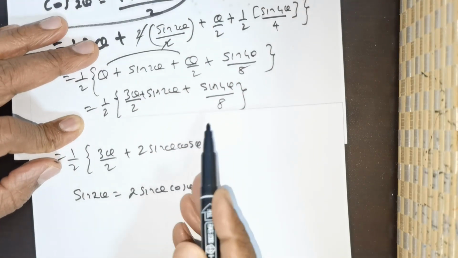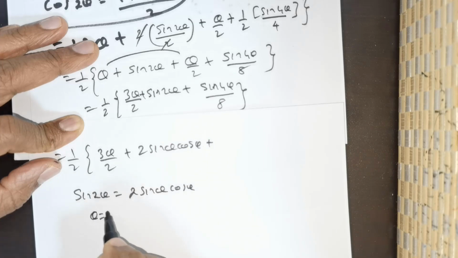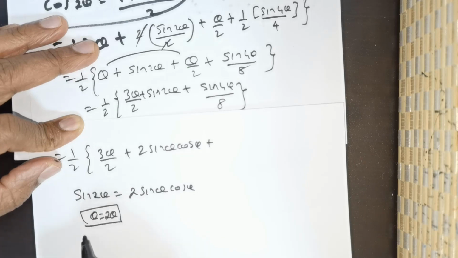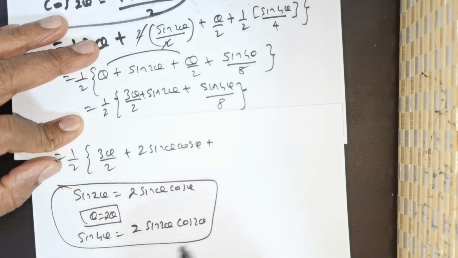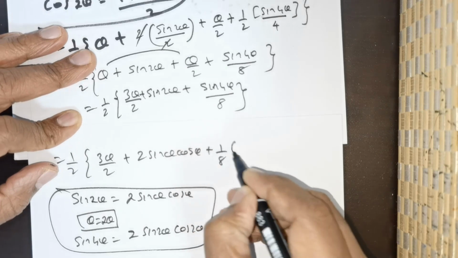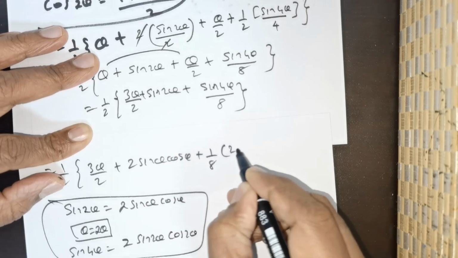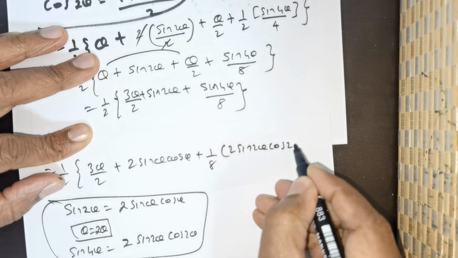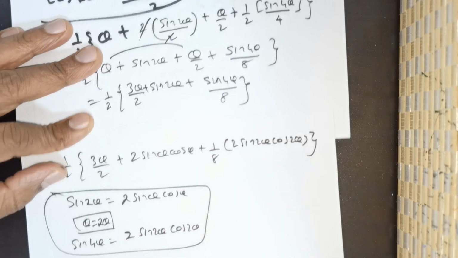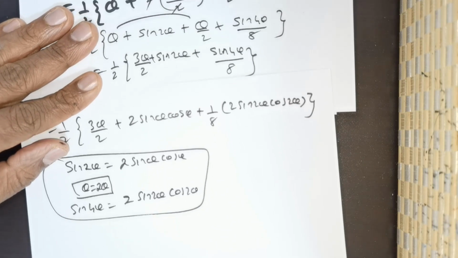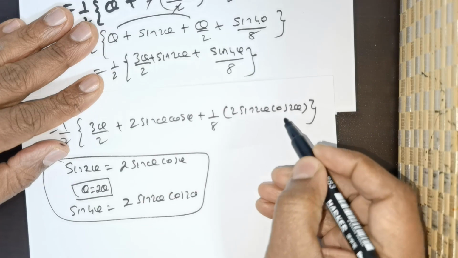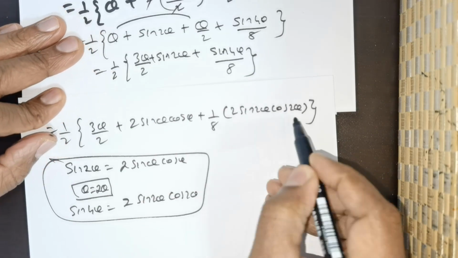Now I need to get sin 4 theta, so that means I replace theta with 2 theta. If I take theta equal to 2 theta, this is going to be sin 4 theta, which is equal to 2 times sin 2 theta cos 2 theta. So this is going to be 1 over 8 times 2 times sin 2 theta times cos 2 theta. Now this is also not sufficient. We have to go further, to the extreme of converting all of this into sin and cos.